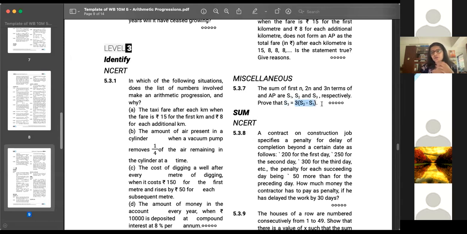Okay, ma'am. Or what you can do is, can you send the proof on WhatsApp? Like, just take a photo of that question and you can send it out.